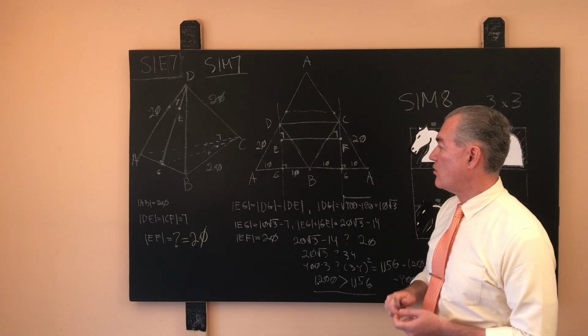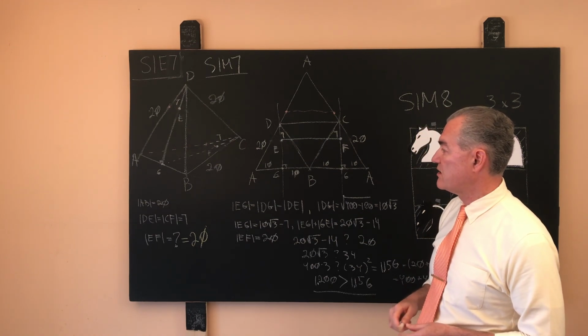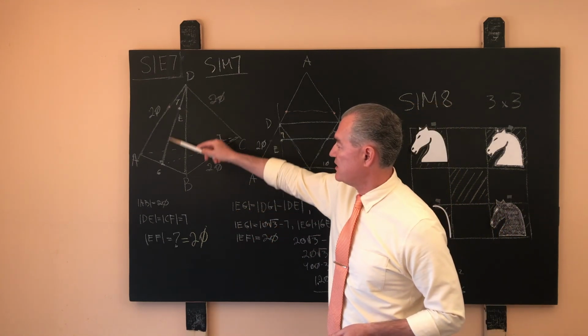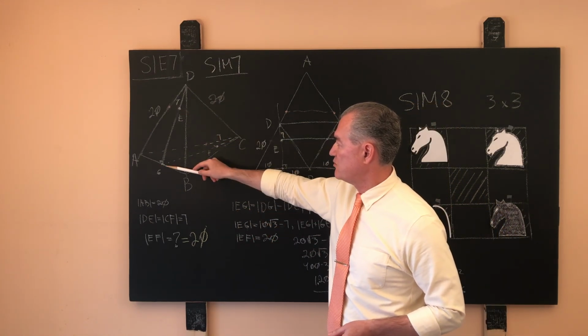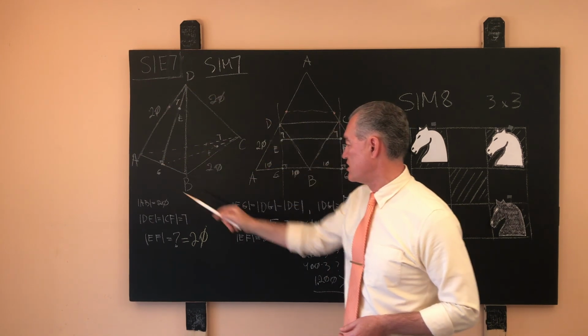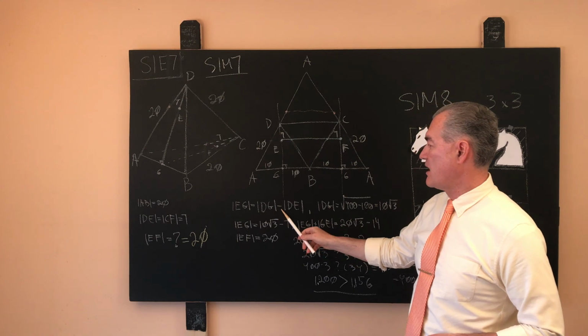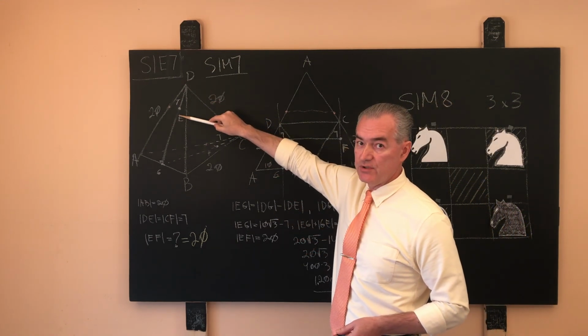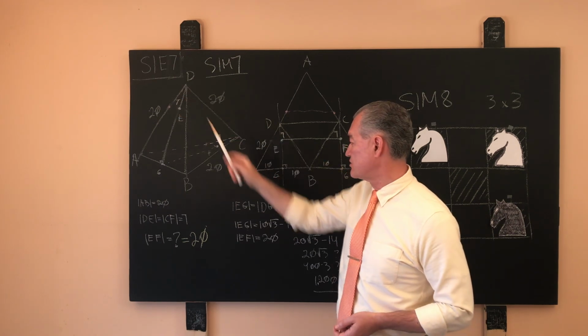In this case, all we have to do is observe that the distance from the point E to the point G, this distance right here, is very easy to recover because it will be equal to the distance from the vertex D to the point G, the distance DG, minus the distance from the point D to the point E, which is given to us, 7 units of length.